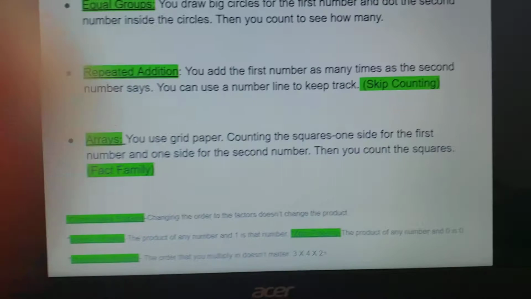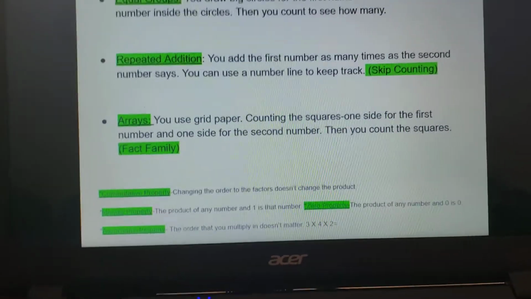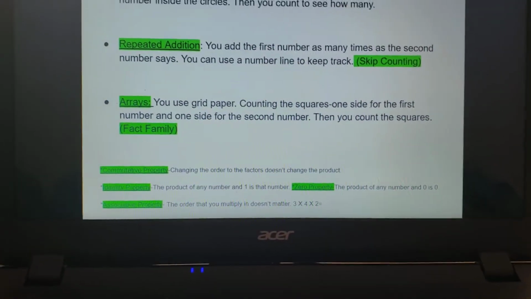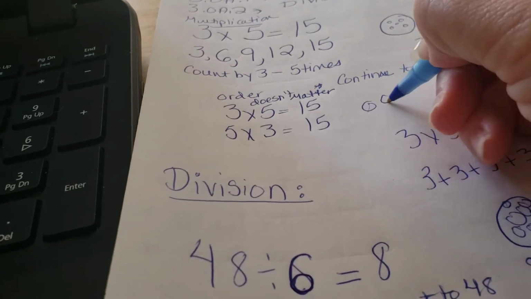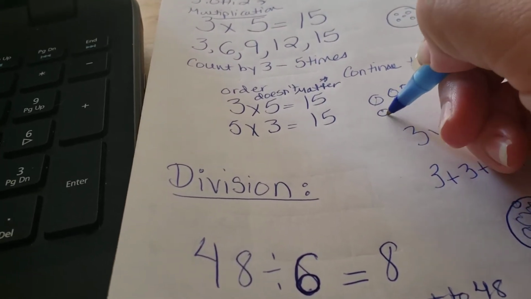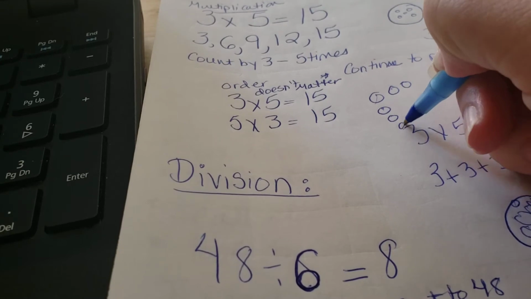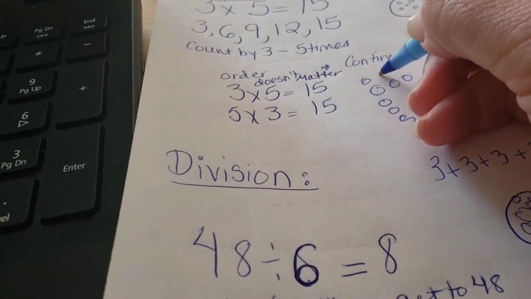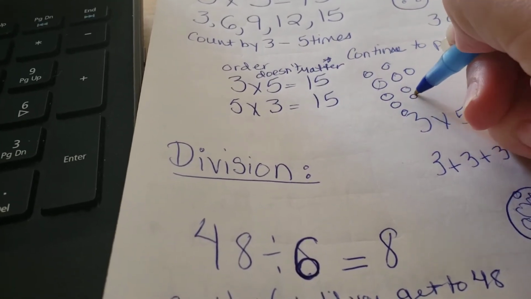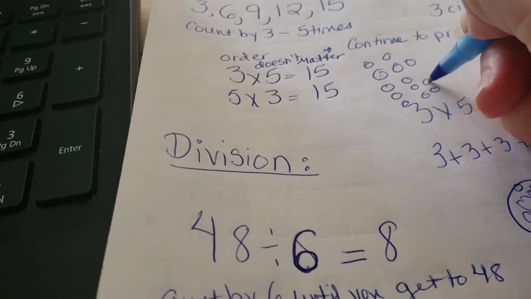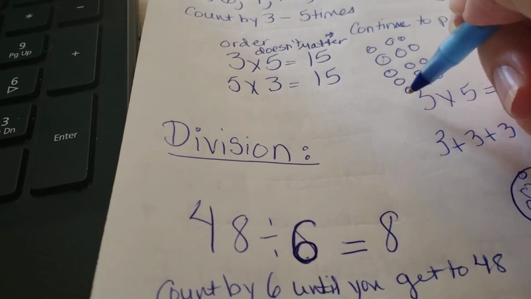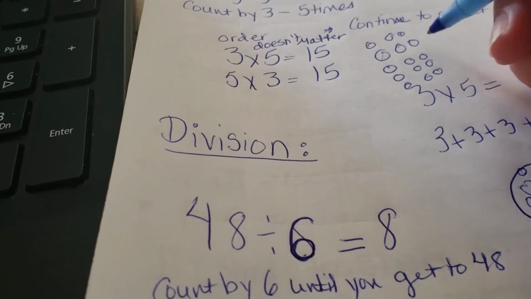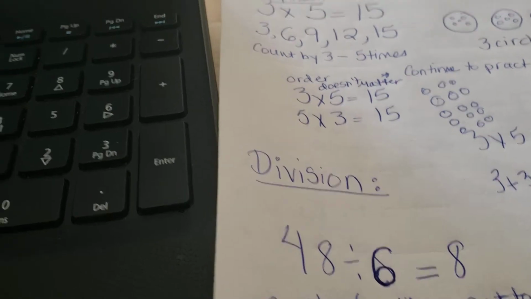The other example is arrays, and you could do that very easily on grid paper if you have it. If you don't have grid paper, the other way to do it, you make your rows. So you would do 3 across and 5 down in each one, and count them up. Like I said, you can do it with grid paper. It makes a perfect square.